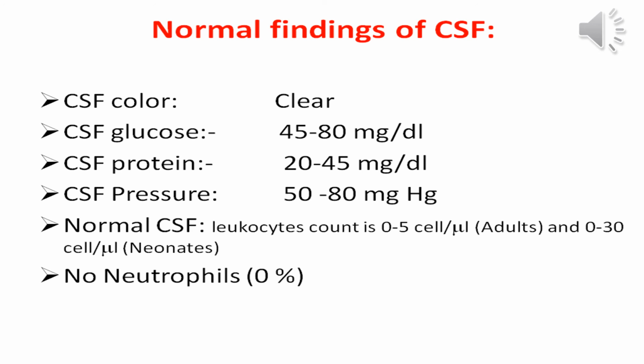There are no neutrophils present normally in the CSF sample. The normal count of leukocytes for adults is 0 up to 5, for children 0 up to 10, for units or newborns 0 up to 30. And most of them are lymphocytes. 90% of these cells are lymphocytes.